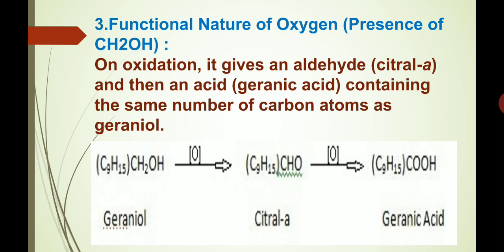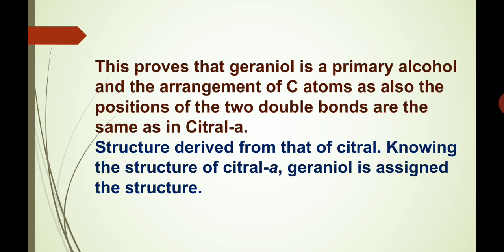So here in this reaction we see that when geraniol is subjected to oxidation, it gives citral A, which on further oxidation gives geranic acid, and both these compounds have 9 carbon atoms as in case of geraniol. So these two reactions prove that geraniol is a primary alcohol, and the arrangement of carbon atoms as also the positions of the two double bonds are the same as in citral A. The constitution of citral we have already studied in my previous lecture.